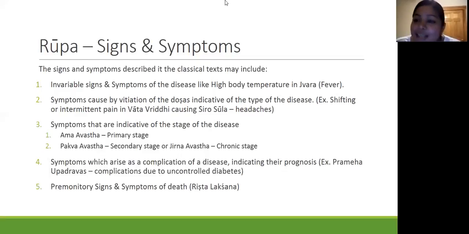So in any one of the pramehas, or even in diabetes, if it goes uncontrolled, it can produce side effects. It can produce complications or secondary disorders due to the primary disorder, right? So these secondary disorders are known as upadravas. And when you find the signs and symptoms of these upadravas, that indicates, again, that it is not just in the primary stage. It has gone now to the secondary stage and even to the chronic stage, right?